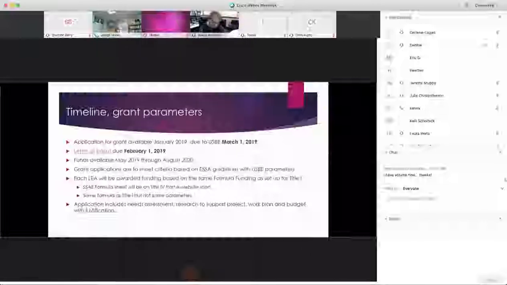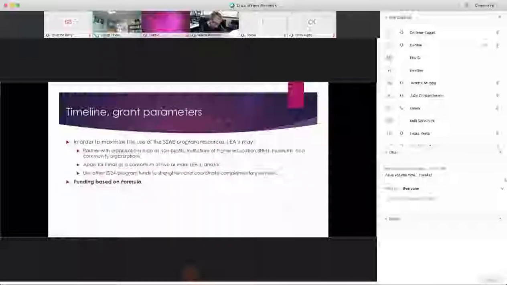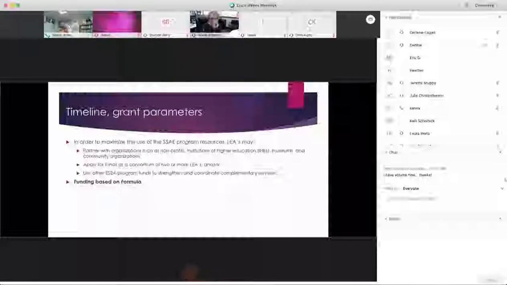And then just like last year, the Title IV Part A application includes a needs assessment, the research to support your project, a work plan, and budget with justification. One of the things that is nice with that is if you already have Title I funds and you've already done the needs assessment for Title I, you do not have to do a separate needs assessment for Title IV Part A. You can actually say, this was our needs assessment for Title I, and we now want to specifically hone in on this part of that needs assessment to focus our Title IV Part A funding. So you do not have to do a separate needs assessment for that.